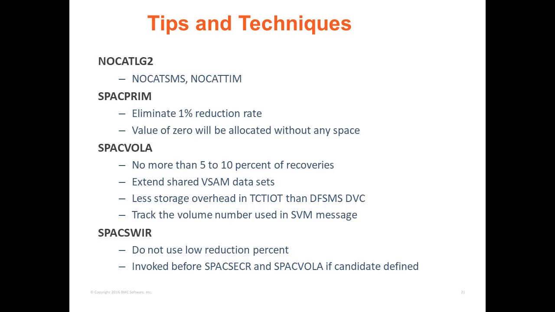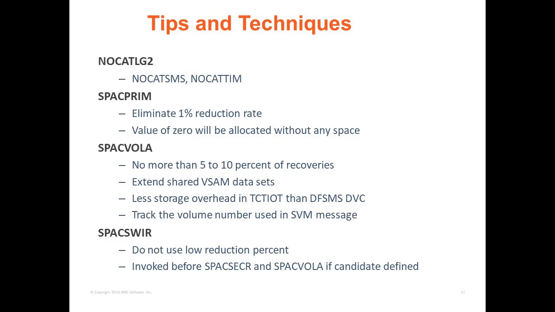For nocatalog 2, do not forget to use nocat SMS and nocat TIM in the global member. For SPAC prime, do not use a 1% or lower decrement value. If a value of 0 is used for the floor limit, allocation will occur without any space, causing SPAC valet to be invoked if active.